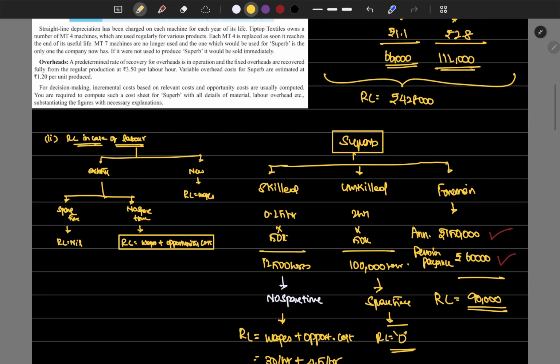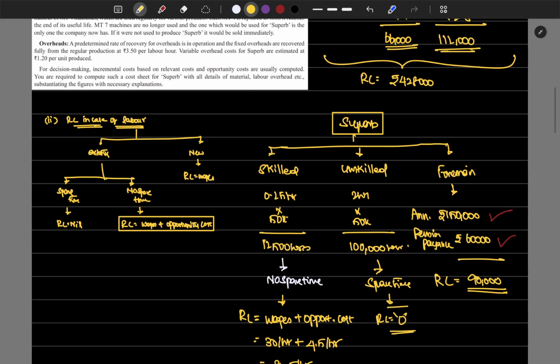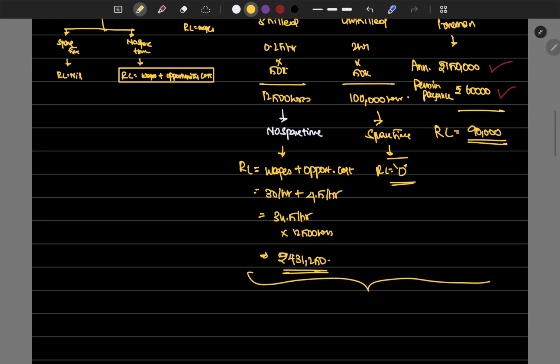I think the labor part is also over. What's the relevant cost in case of labor? It is 4,31,250 plus 90,000, which is rupees 5,21,250. That is our relevant cost.